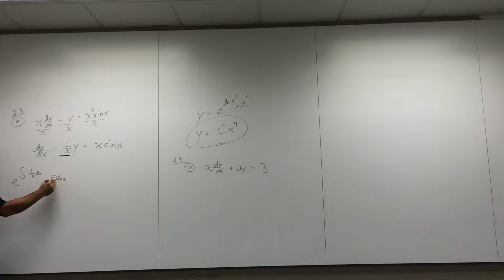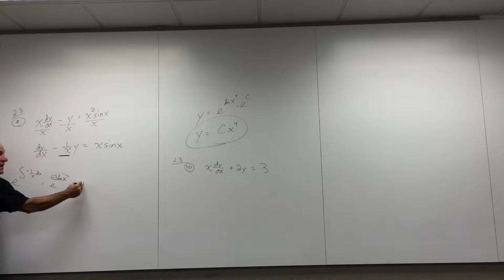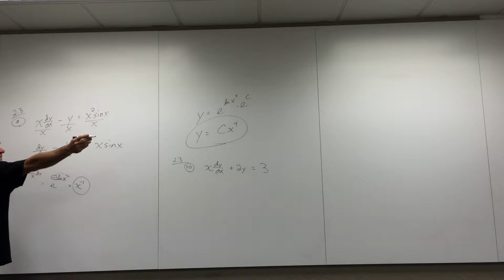But then I got to kill the e in the log. You have to get this negative sign out of the way, so you have to employ that log rule that moves it up here. Then the e and the log cancel, and you have x to the negative 1. And that's the integrating factor. And you multiply through by it.